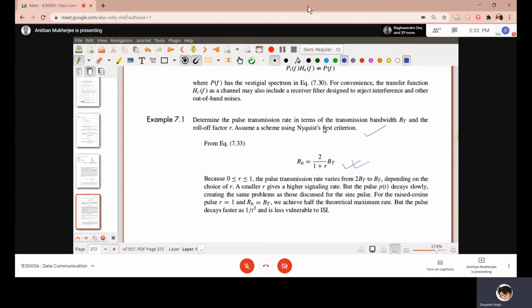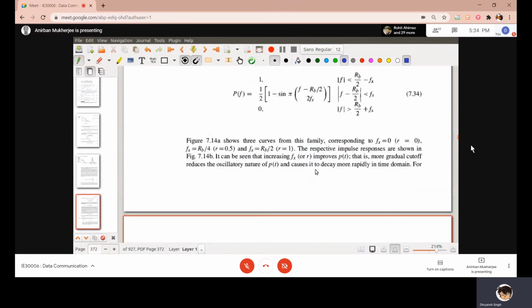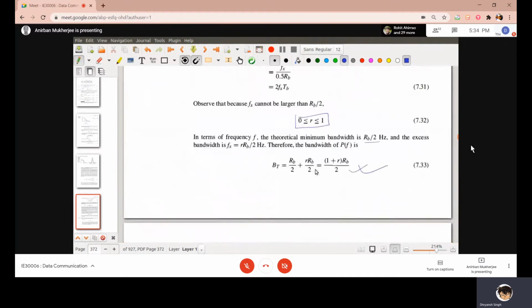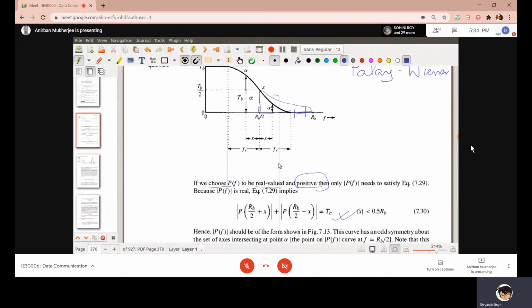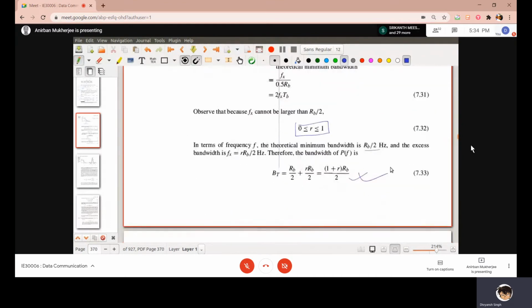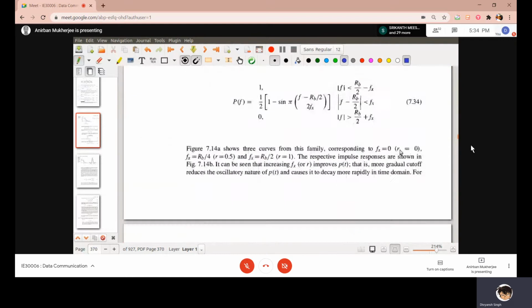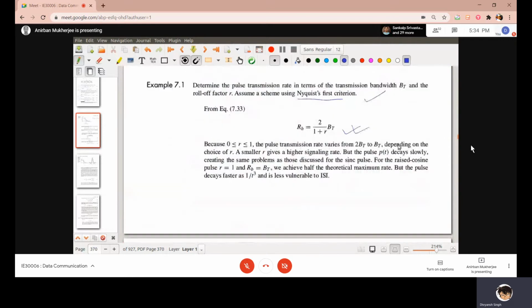Now, if you consider the Nyquist Criterion, I have to remember that at 0 time I have an effect and at plus minus NTB I don't have the effect. Now, if you can remember from 7.33, what is the bandwidth of the pulses? Bandwidth of the pulses was 1 plus R times RB by 2. That is, Bt equals 2 by 1 plus R.